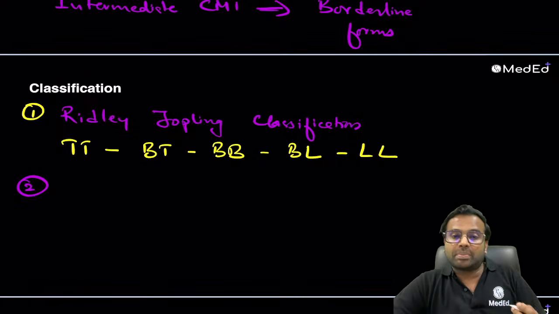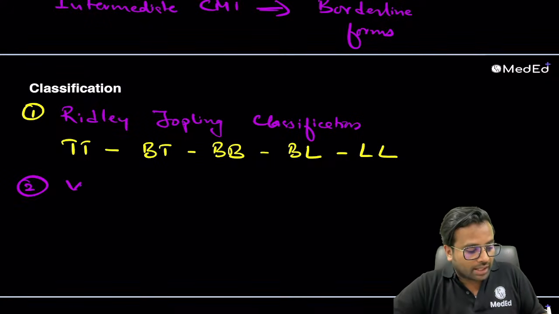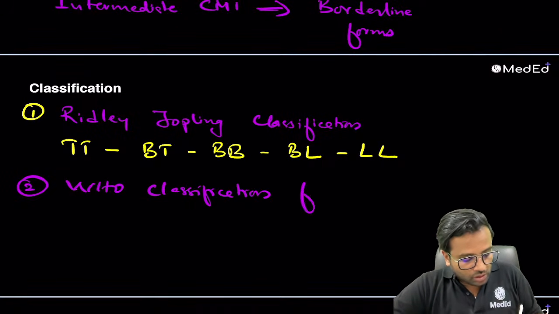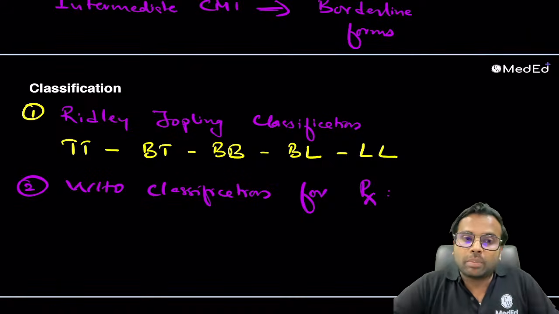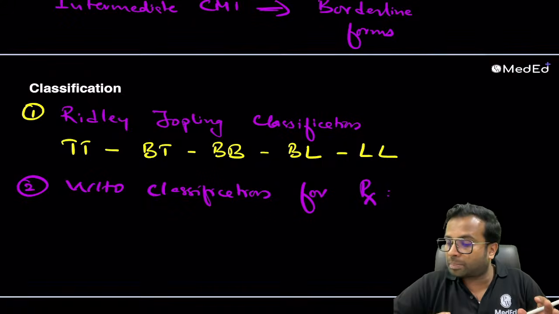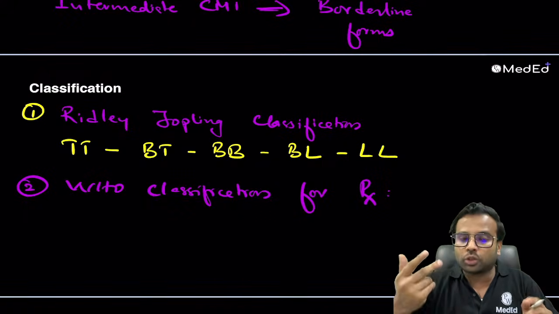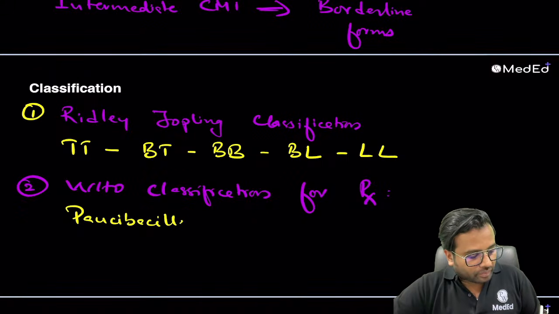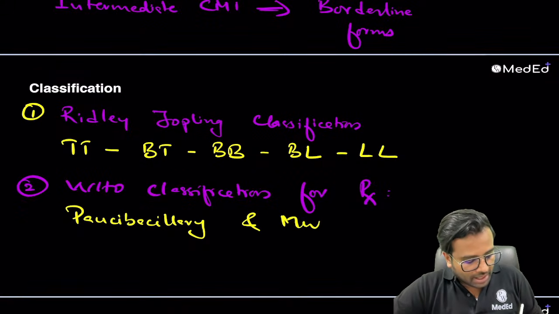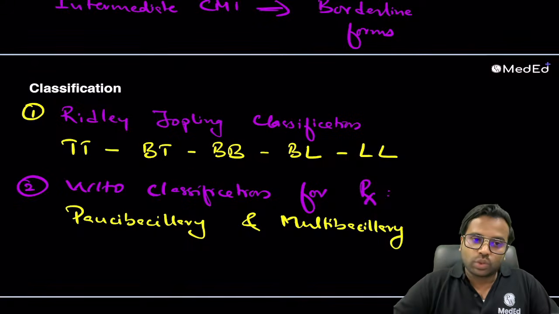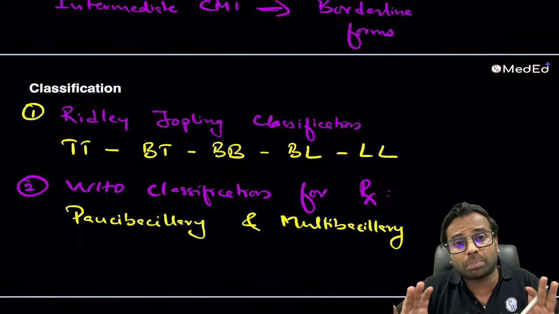Okay? The classification that we are using for treatment is the WHO classification. In the WHO classification we are dividing leprosy into only two types. Now, what are those two types? It is called paucibacillary and multibacillary. Paucibacillary and multibacillary. This is what we use for the WHO classification only for the purpose of treatment.